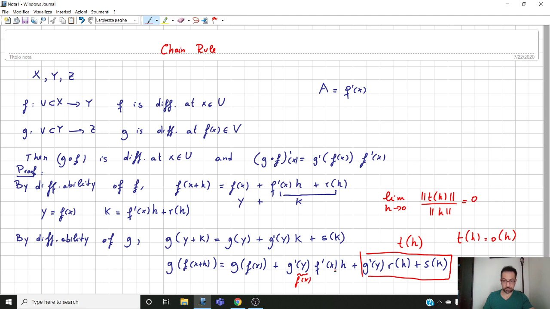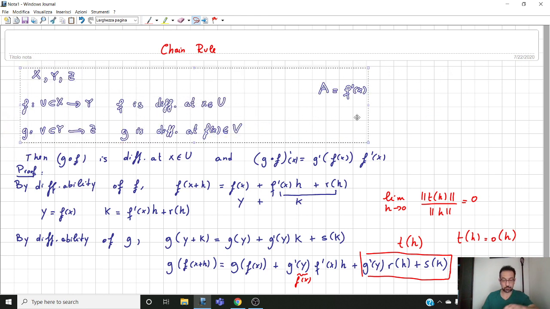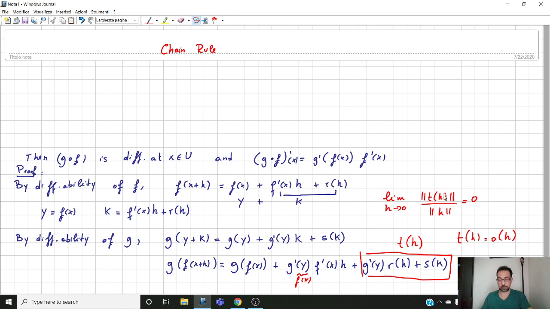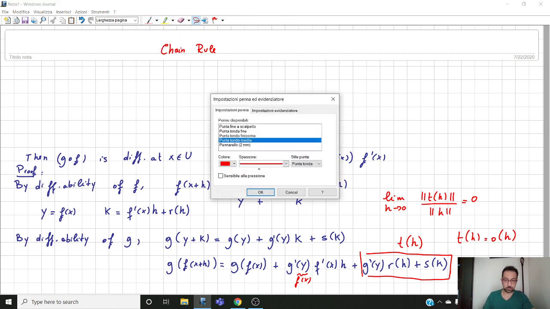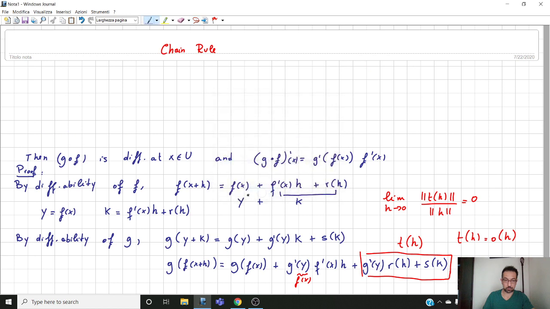Times f prime of x, because that's a derivative. So to prove that, let me erase this part. We want to prove that the limit as h goes to 0 of the norm of T(h) divided by the norm of h is equal to 0. Well, let's do a substitution.